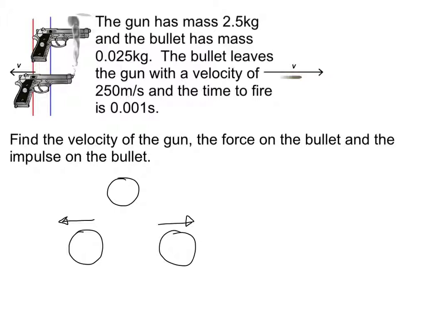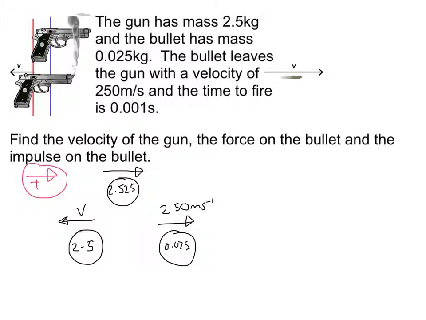Let's choose a direction to be positive. I will choose that one again, and let's put our masses inside. So our gun has mass 2.5 kilograms, bullet has mass 0.025 kilograms. So when they are all together in one thing, the gun and bullet is 2.525 kilograms. The bullet leaves the gun with a velocity of 250 meters per second, and the time taken to fire is 0.001 seconds. We want to find the velocity of the gun, that's the V, and various other things.